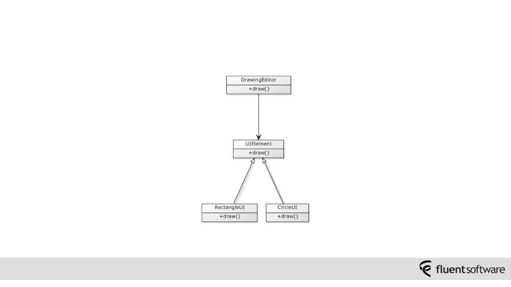So a far better way to do this would be to have a drawing editor. It still has that draw method, but what it does is it delegates to something which implements a UI element interface that you've introduced. The UI element interface describes something that can be drawn on a user interface, hence the single draw method. We've introduced separate classes for the UI components of our shapes now. So we've got a rectangle UI that knows how to draw rectangles, and a circle UI that knows how to draw circles. So adding a new shape now is a matter of creating a new implementation of that interface.